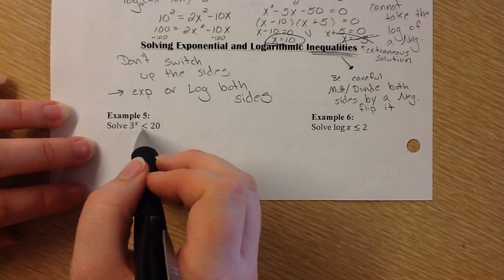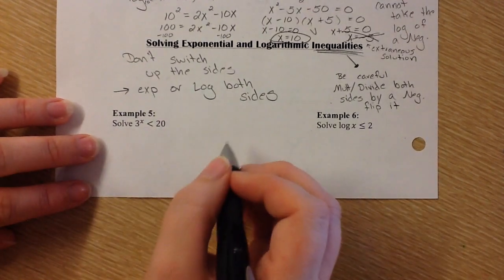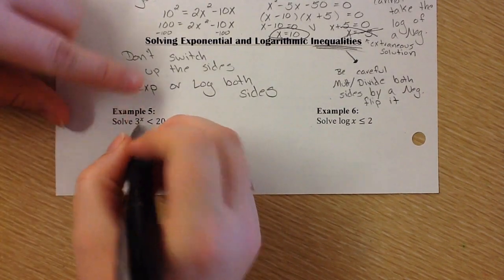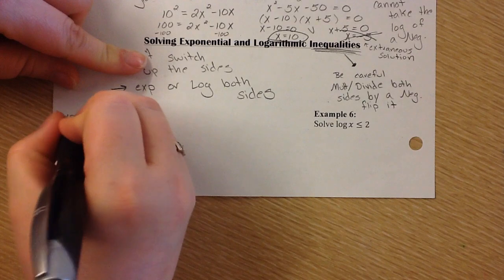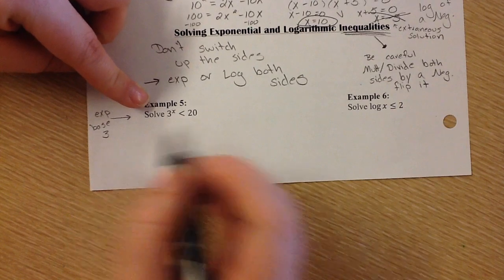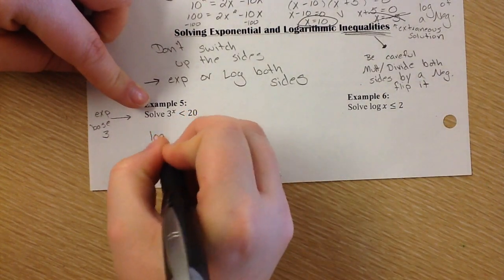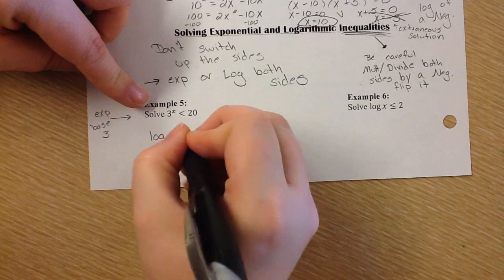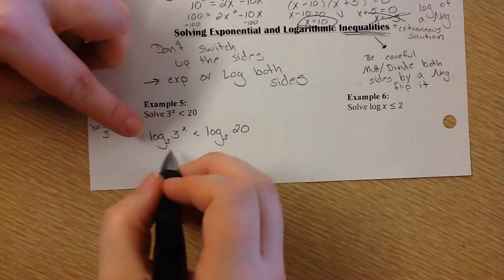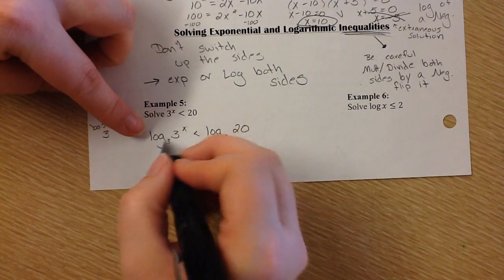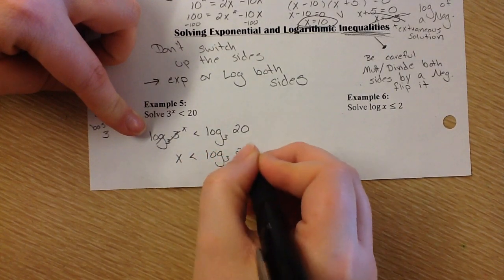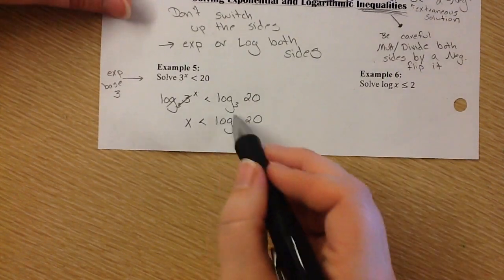Okay, so I'm going to do a couple of examples here, just the two, and then we'll be done. I know it's getting kind of long. We have 3 to the x is less than 20. So this is an exponent, base 3. To get rid of an exponent base 3, I need to log both sides base 3. So we'll log base 3 of 3 to the x is less than log base 3 of 20. The log base 3 of 3 to the x undoes each other, so I'm left with x is less than log base 3 of 20. So there I'm basically done.